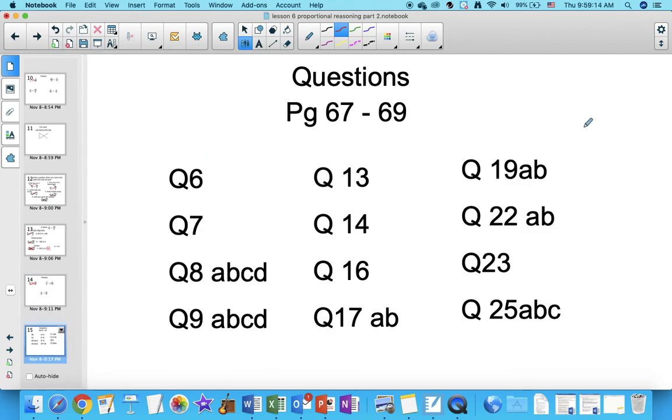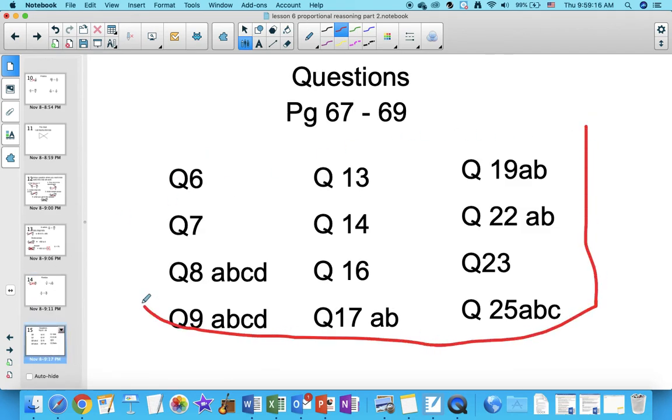So these are some practice questions you can do. I know it's a lot, but this will help reinforce your understanding. Okay? See you next lesson, and we'll probably start a new unit after this.